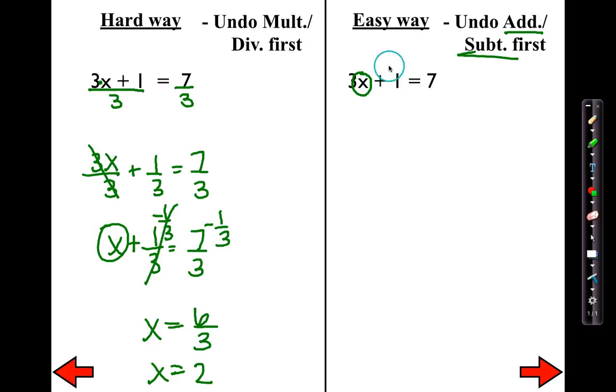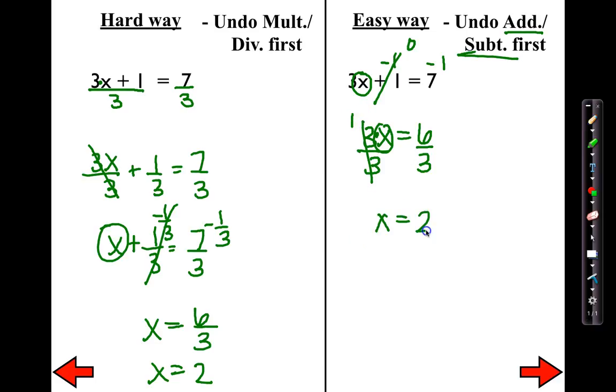I want to get rid of the constant first, and that's my +1, so I'm going to subtract 1 from both sides. This is going to create 0, that's utilizing the additive inverse. I'm going to get left with 3x equals 6. Now this means 3 times x. I'm trying to isolate x, so I'm going to divide both sides by 3, because dividing by 3 is the opposite of multiplying. 3 divided by 3 is 1. What's 1 times x? It's just x, so x equals 2.